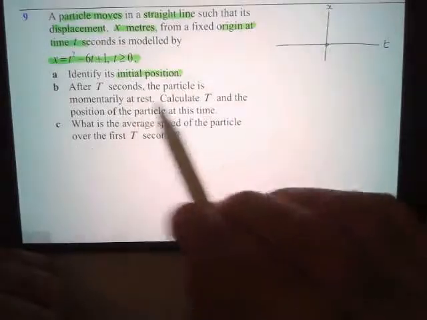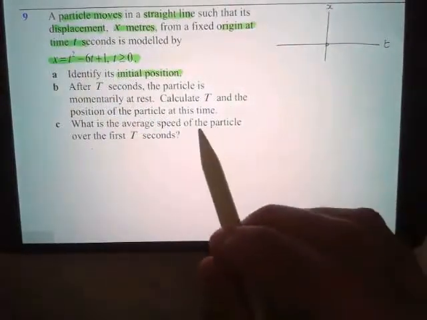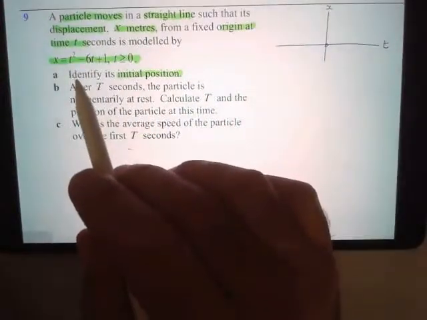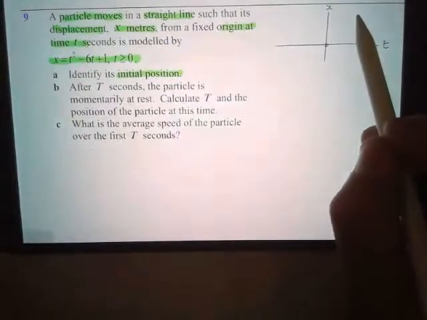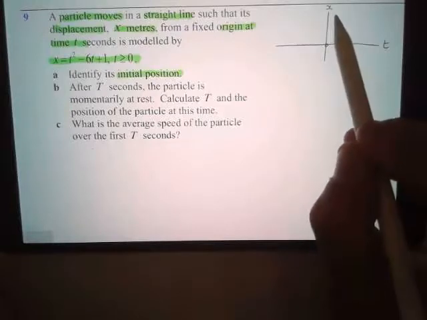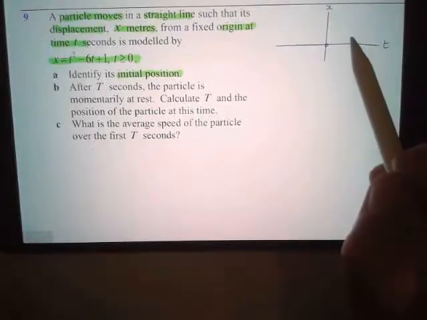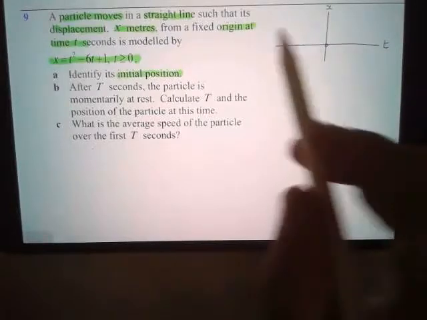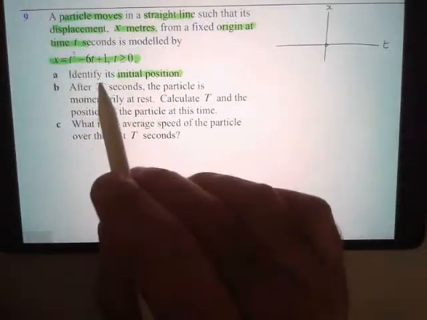And the distance that it is, according to this equation, is t squared minus 6t. So it's not how far it is from there to there. We plot how far the thing is, and then the graph is drawn according to that. So identify its initial position.